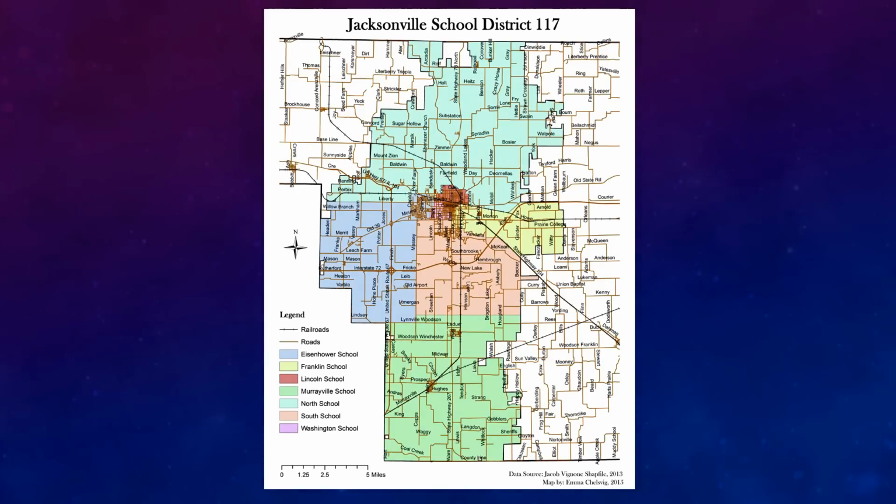Here is a current map of the 222 square miles that make up Jacksonville Public School District 117, and this map is broken into the 7 separate elementary boundaries. They include Murrayville-Woodson, South, Eisenhower, North, Franklin, Lincoln, and Washington.